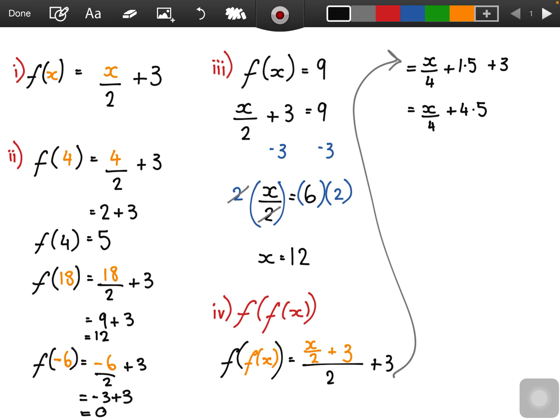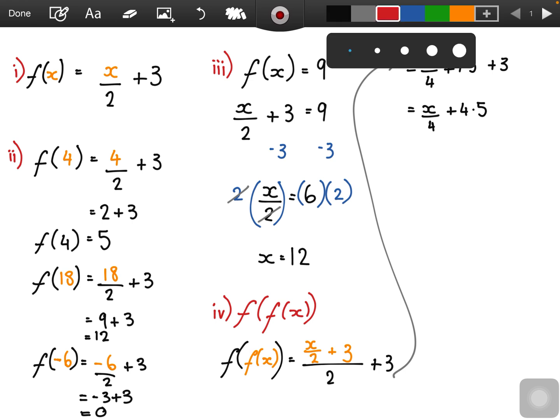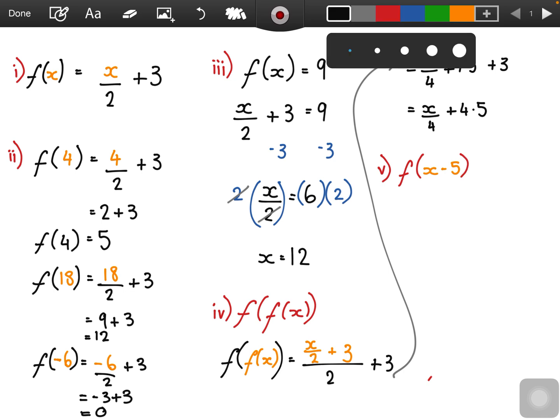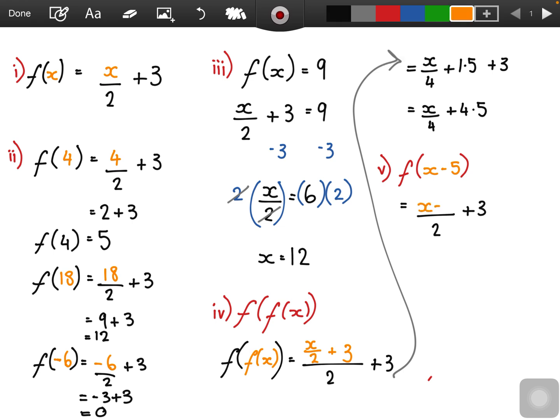Next is, what is f of x minus 5 equal to? So f of, and again, now my input is x minus 5. So my exact same function: something being divided by 2 plus 3. And now the input is x minus 5.